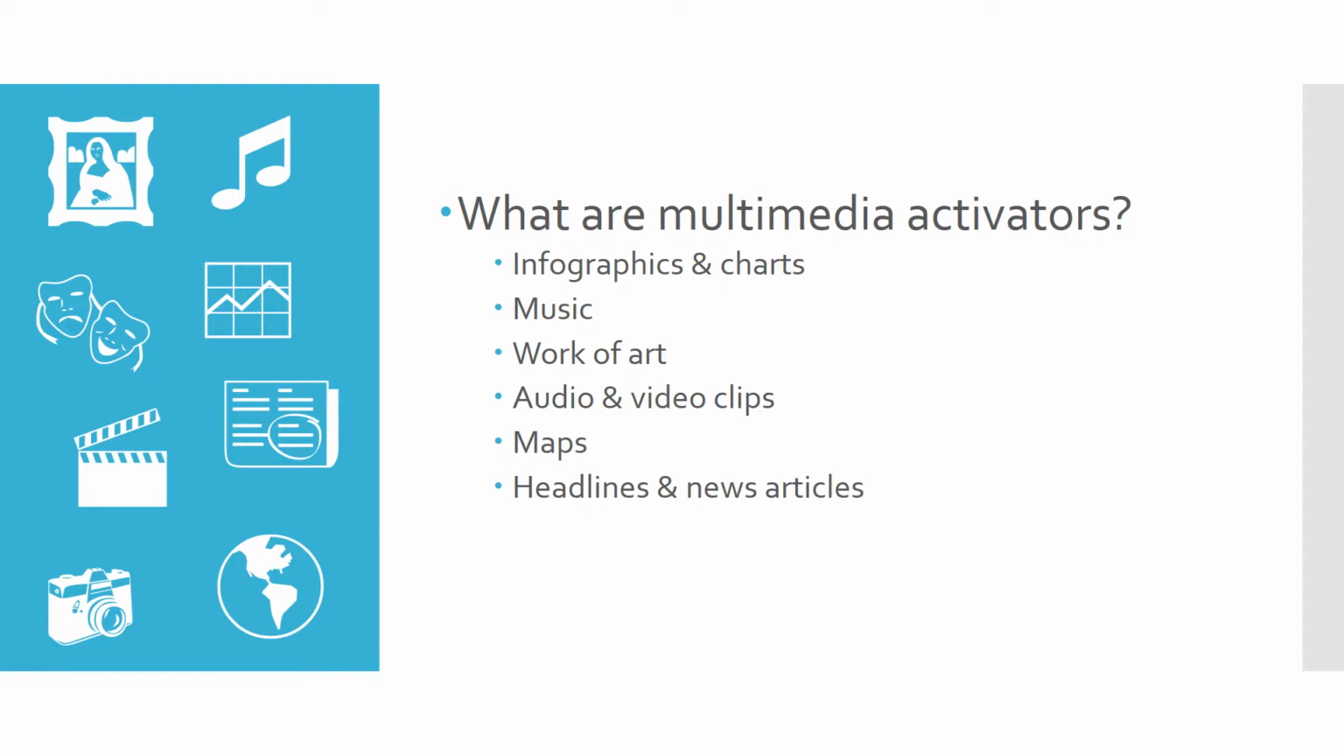One class of activation strategy is multimedia activators. Multimedia activators are visual and audio representations of information. They might include infographics and charts like the ones we used in our demonstration the other day. They can include music, works of visual art and performing art, audio and video clips, maps, headlines, and news articles.